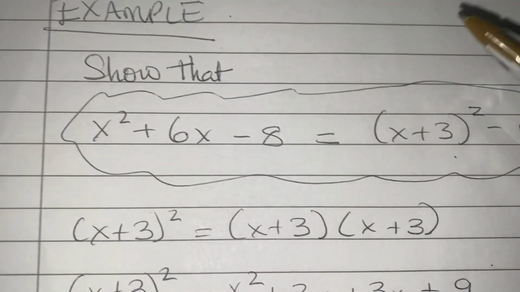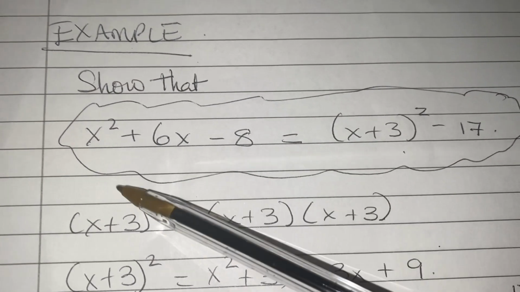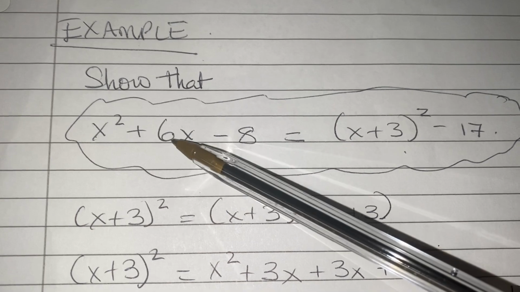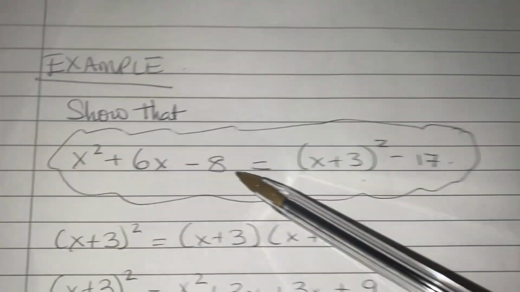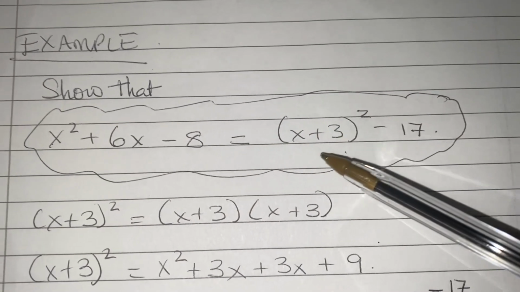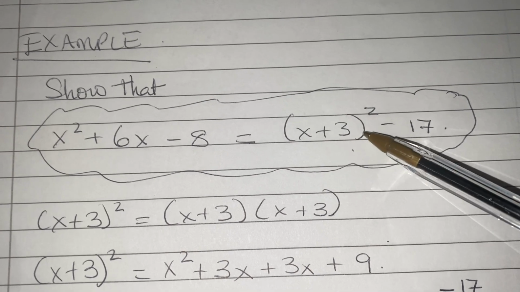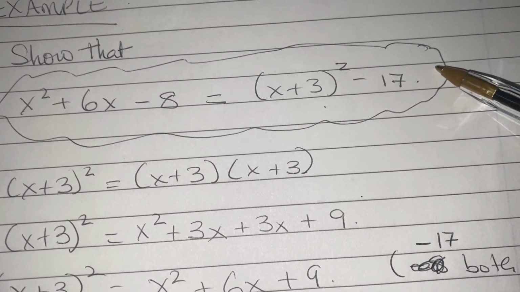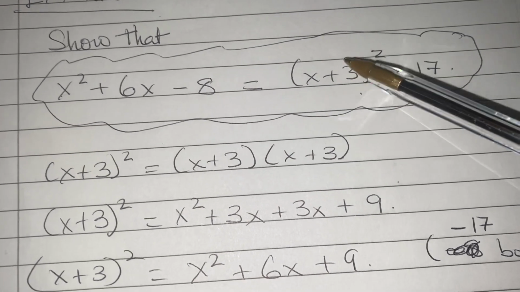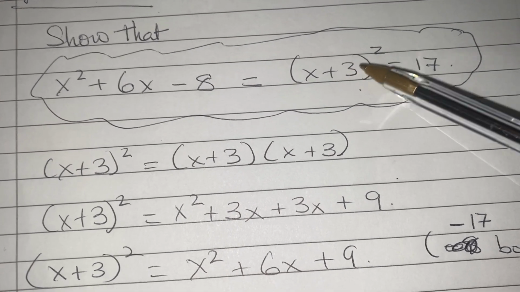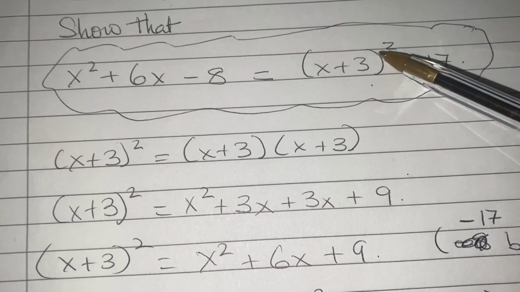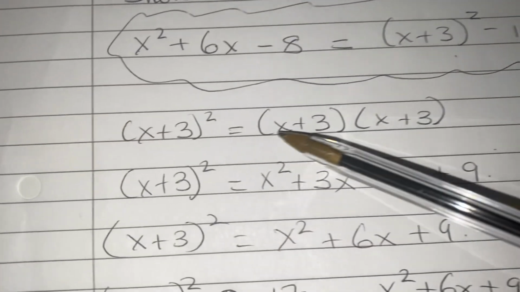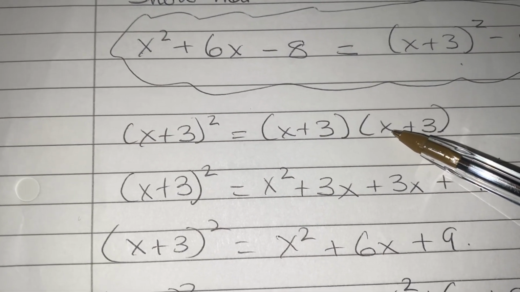Again, another show that x squared plus 6x minus 8 equals x plus 3 all squared minus 17. So it's easier to start with x plus 3 all squared. So I'm going to expand.